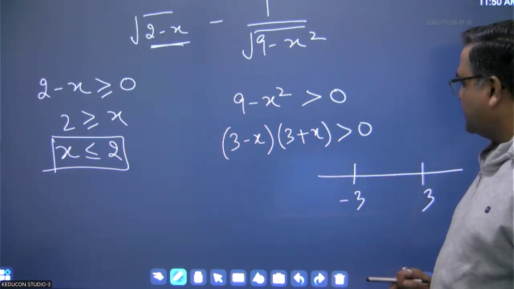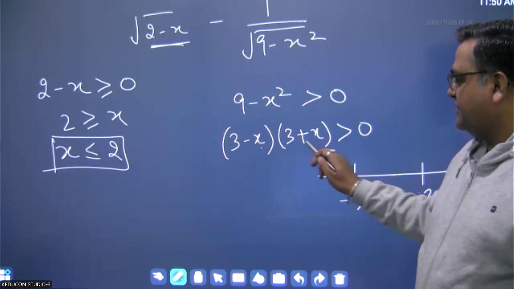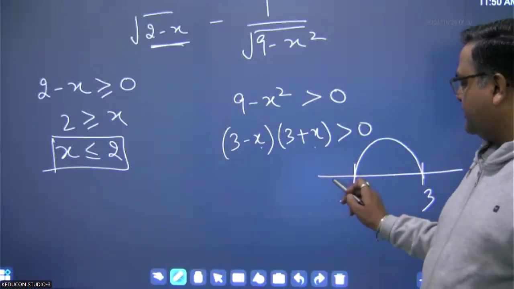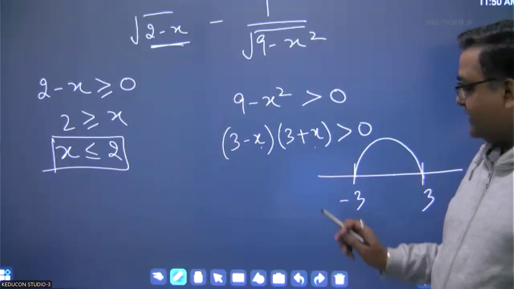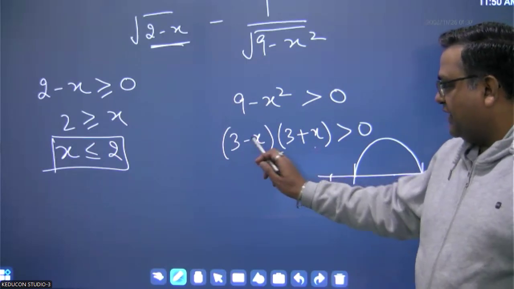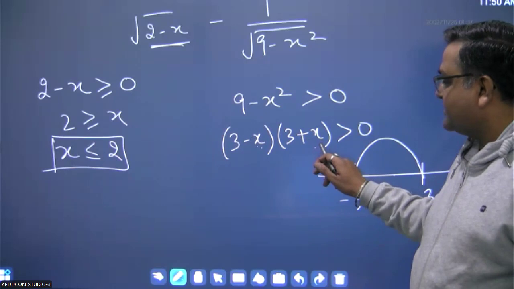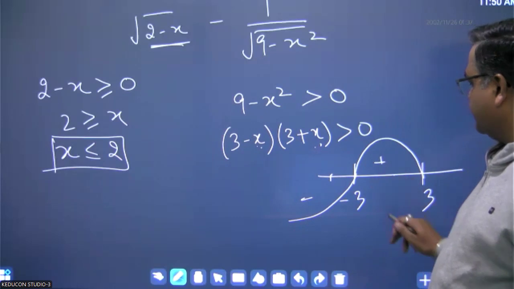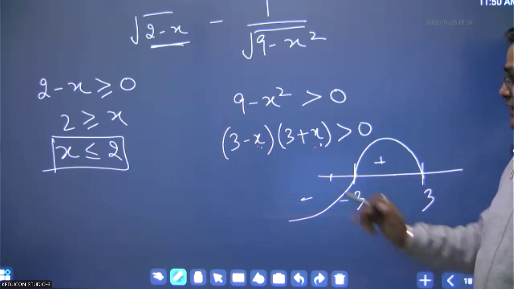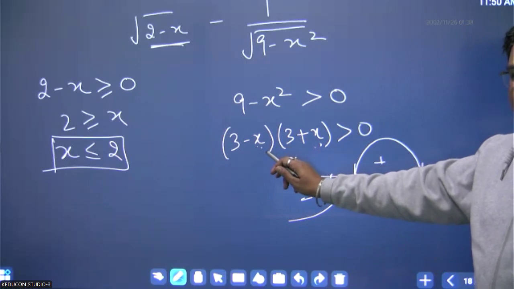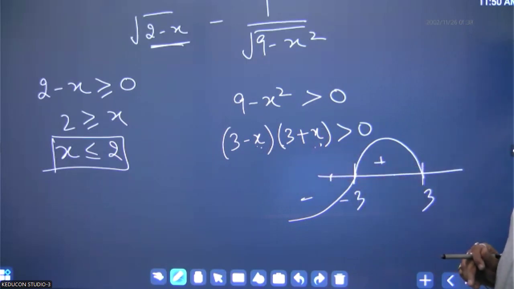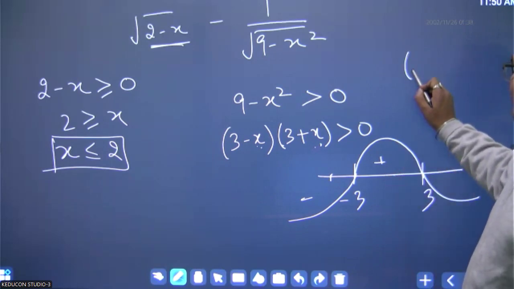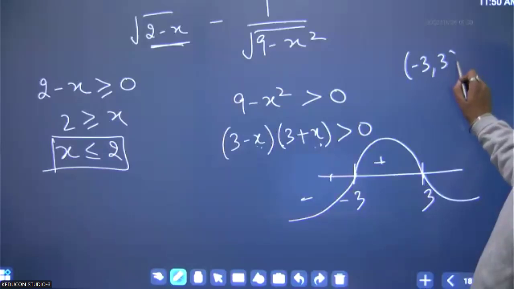If you put, let's say, x as 0, positive, positive, so it will be true, right? If you put less than -3, let's say you put -4, this will become positive, this will be negative. Positive into negative, this will be negative. If you put greater than 3, let's say 4, 3 minus 4 is negative, negative into positive, negative. So hence your solution will be -3 to 3.